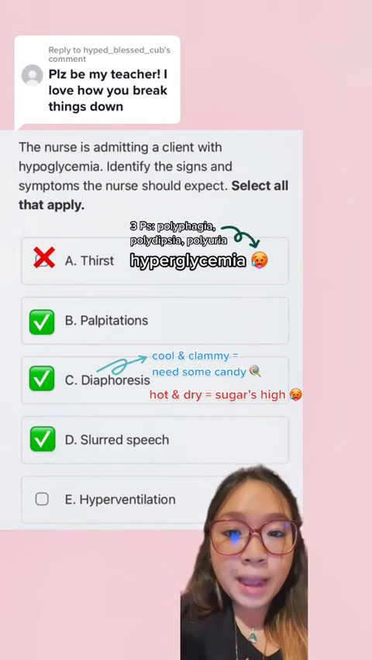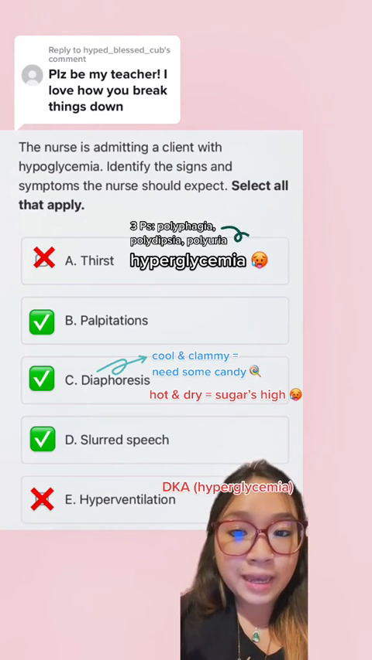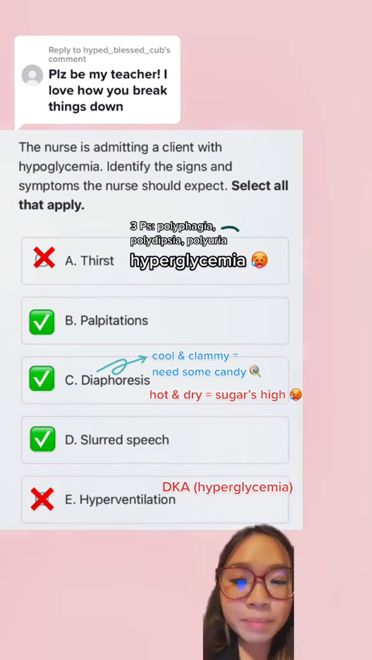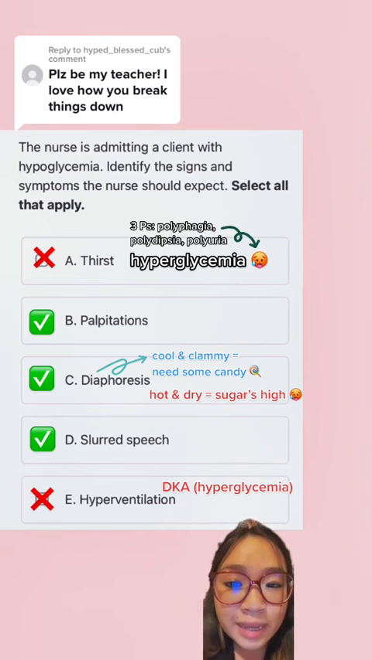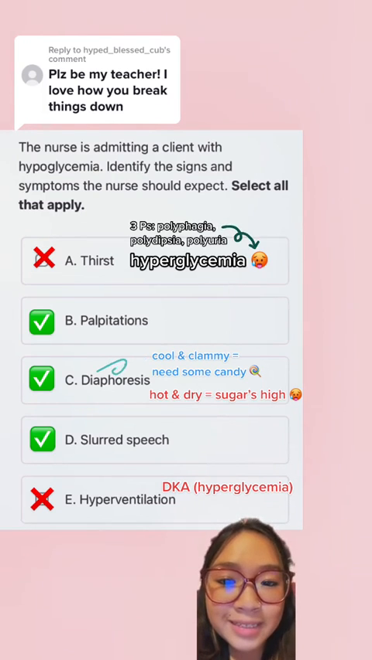The patient would be hyperventilating or have deep and rapid respirations when they're in DKA, diabetic ketoacidosis. The patient has rapid respirations in DKA because the body is trying to get rid of extra CO2. The answers for this would be B, C, and D.